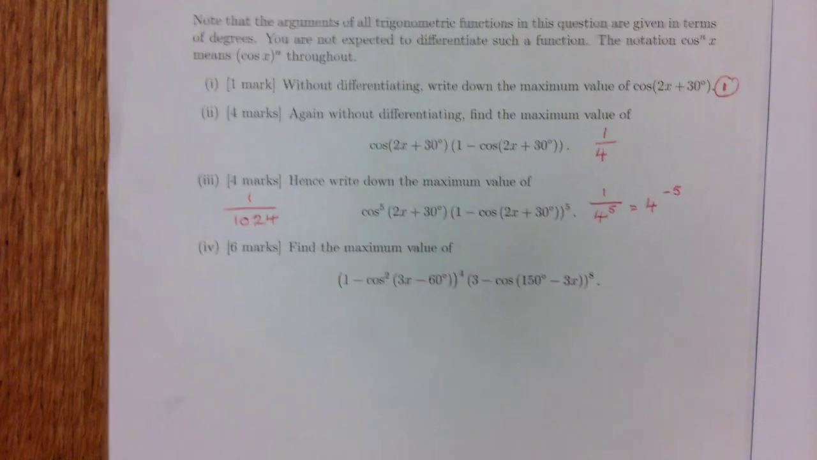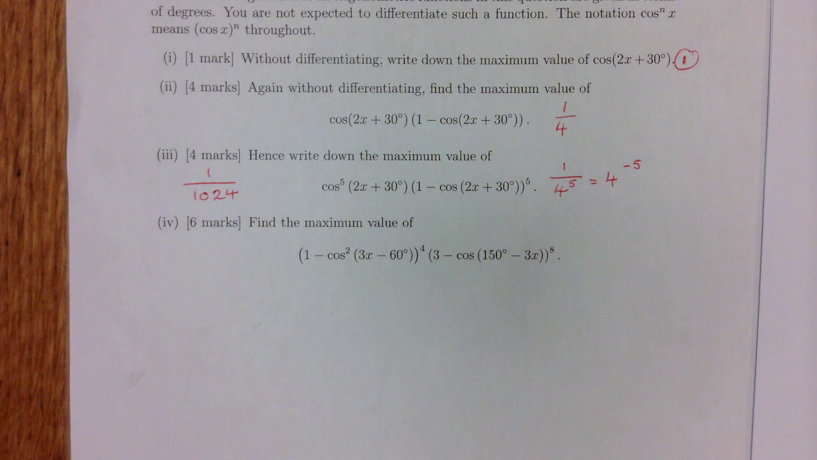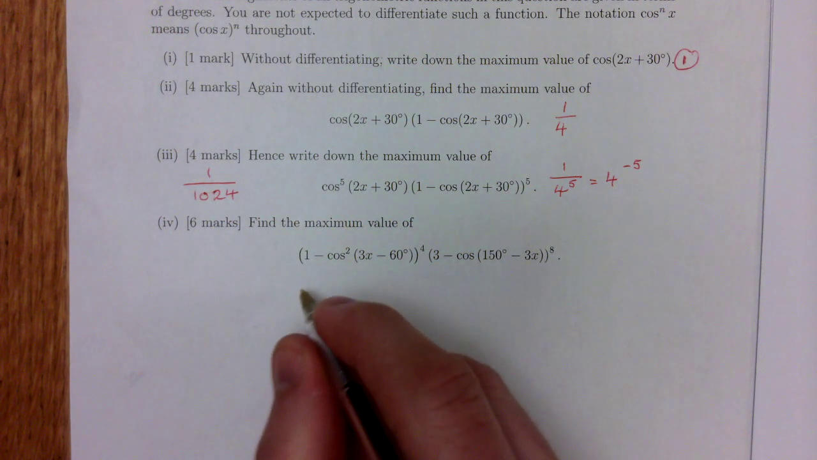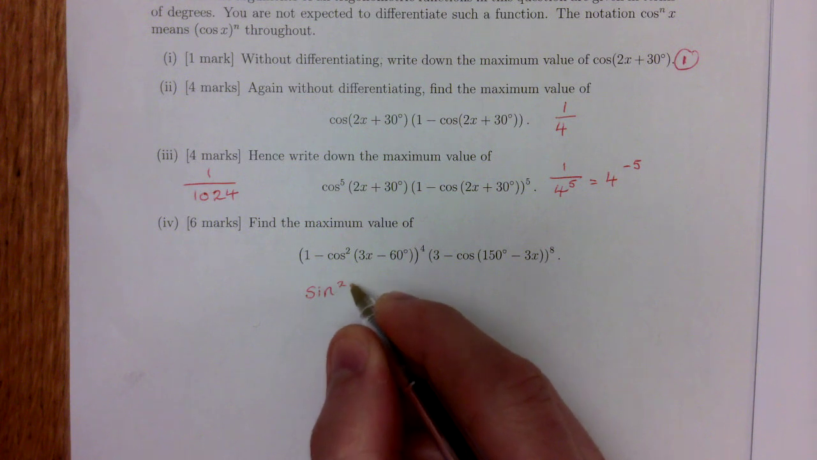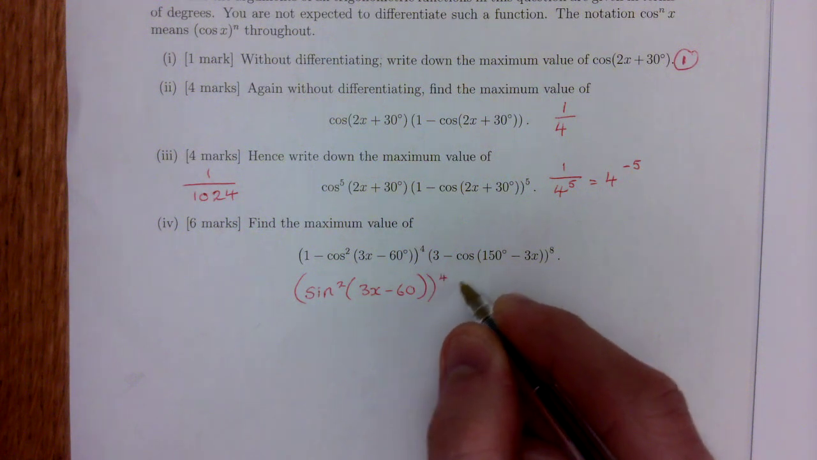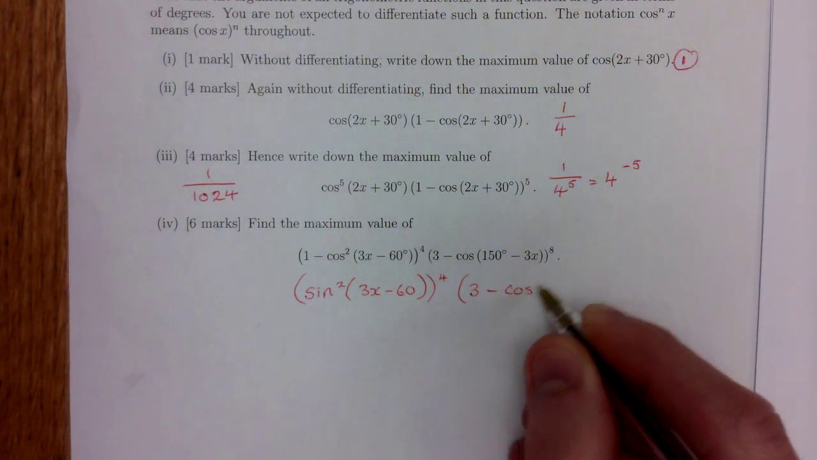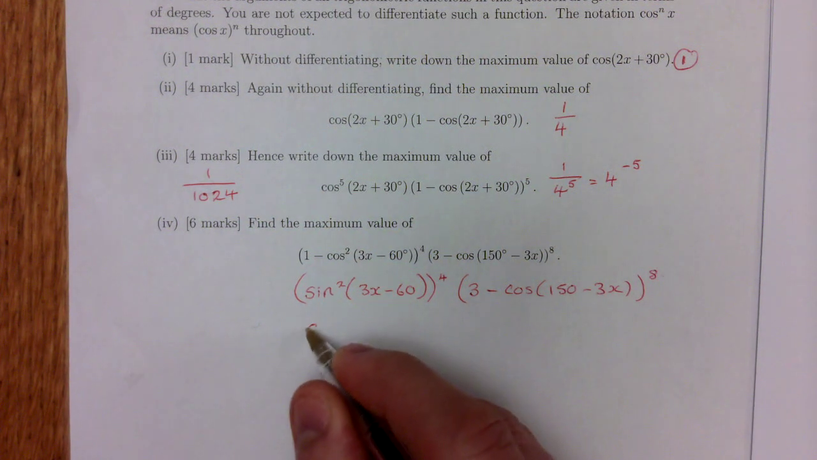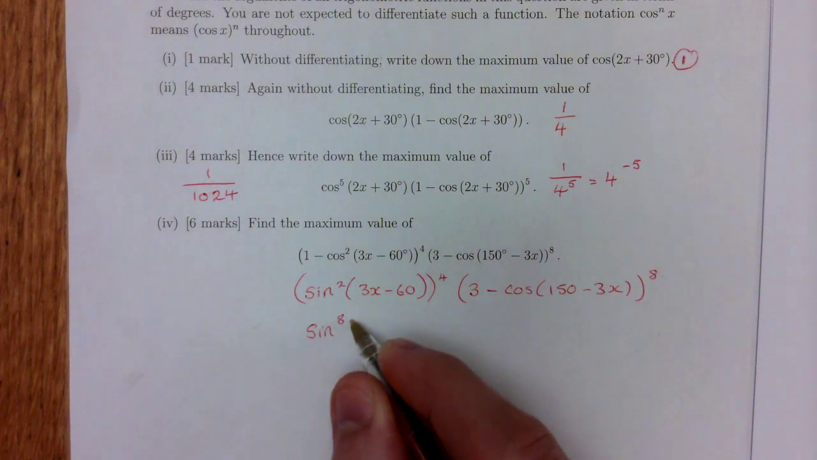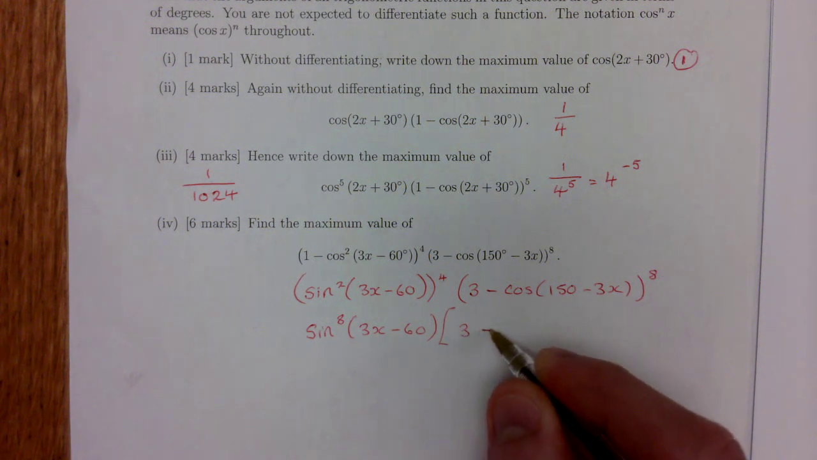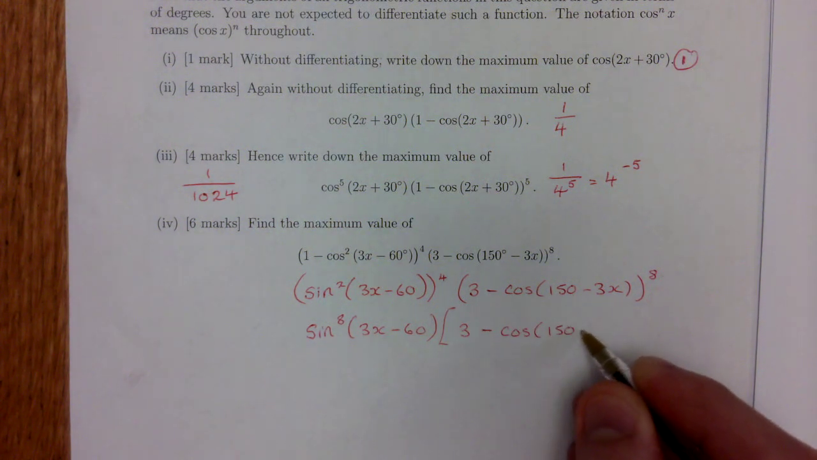Okay, and then finally, find the maximum value of this. Well, we see that we've got 1 minus cosine squared, which we should know is a trig identity for sine squared. And that's also power of 4. And then we've got this function here to the power of 8. So this is going to be sine to the power of 8, 3x take away 60, and then this thing here, 3 take away cosine 150 minus 3x.